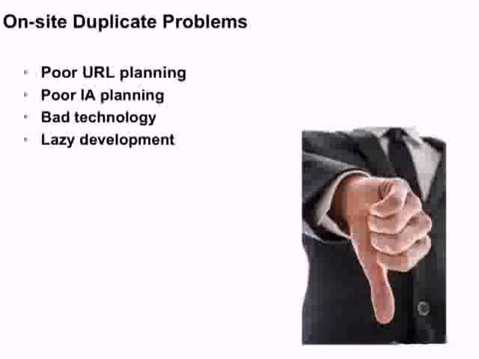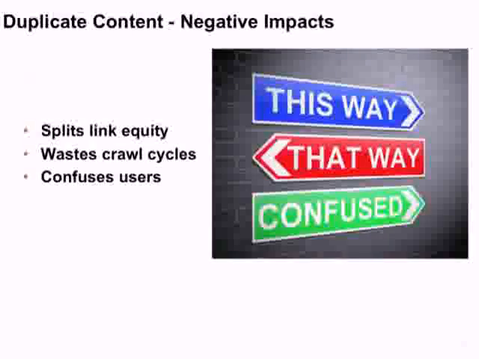But what does cause the most problem is generally poor URL planning, poor information architecture planning, bad technology that does a bad job of creating these URLs, or just lazy development in SEO that doesn't spot check the URLs, doesn't spot check for printable pages being indexed, doesn't look for a mobile version being indexed on top of the regular version of the website. So the negative impacts of duplicate content can be rippling and far reaching. It can really cause a lot of problems with the way that your site is indexed, the content that is given value and attributed to your site.